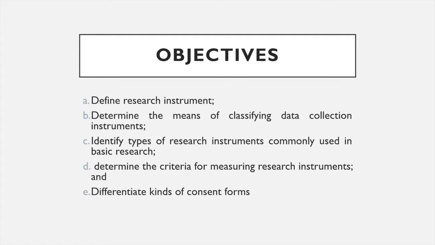At the end of this session, the participants are expected to learn about research instruments and consent forms. In basic research, specifically, the participants are expected to: letter A, define research instrument; B, determine the means of classifying data collection instruments; C, identify types of research instruments commonly used in basic research; D, determine the criteria for measuring research instruments; and lastly, letter E, differentiate kinds of consent forms.